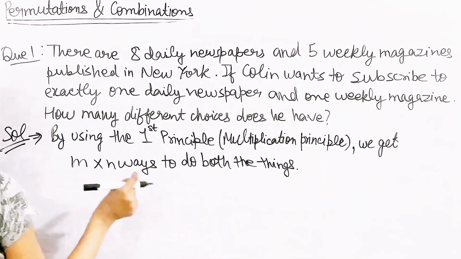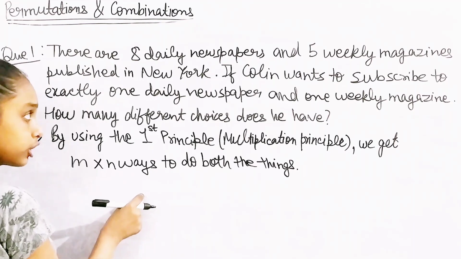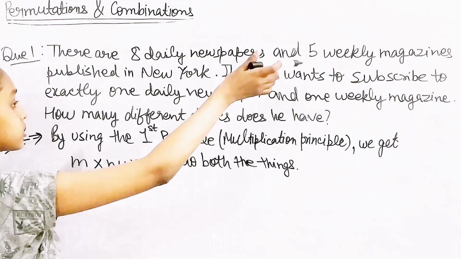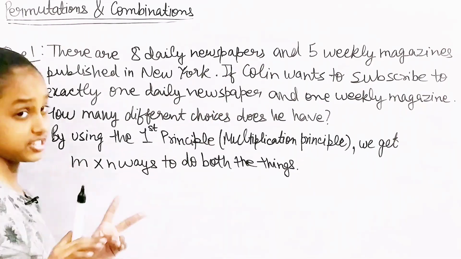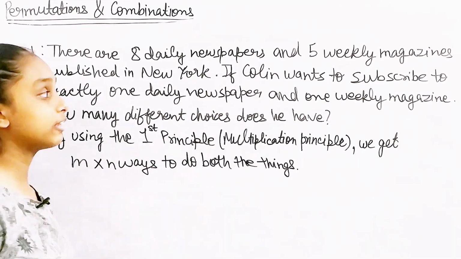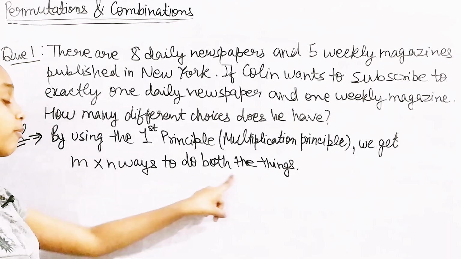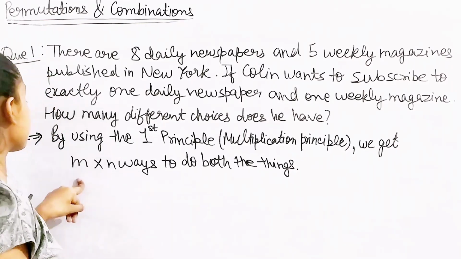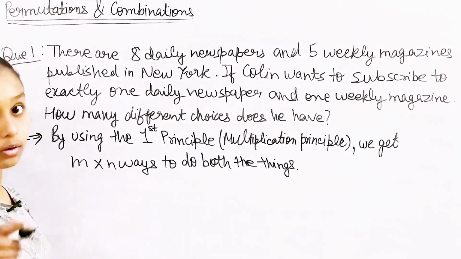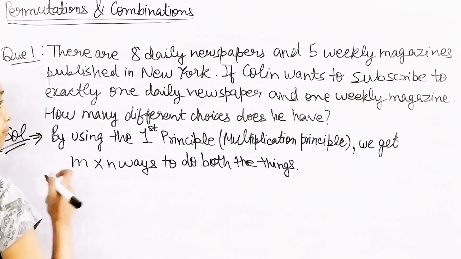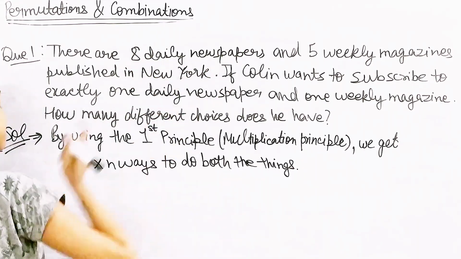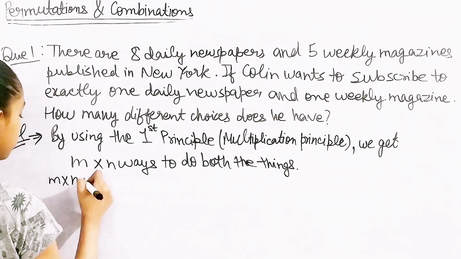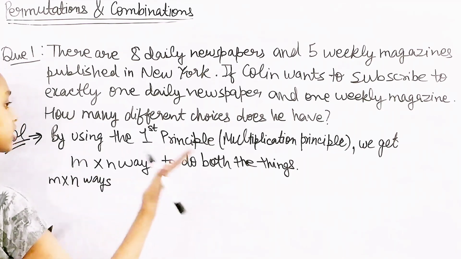So as Colin wants to subscribe to 2 things, one daily newspaper and one weekly magazine, they like to do both the things. So for that, we will multiply the M and the N ways. So what is the M? M is going to be 8, N is going to be 5. So M into N ways or choices, whatever you can say.